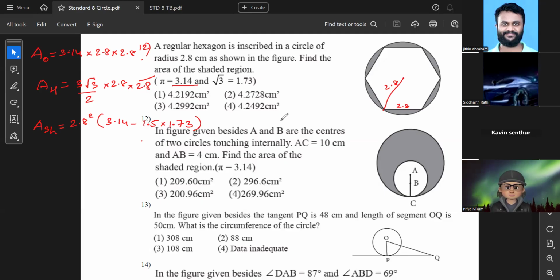Now this is going to be a time consuming calculation and the options are also very close by. So in order to save our time, I'll be using a calculator now, or maybe you can also use a calculator and let me know what the answer is. 1.5 into 1.73, 3.14, 4.2728. I used a calculator and found the answer to be 4.2728. Option 2 is the correct answer.